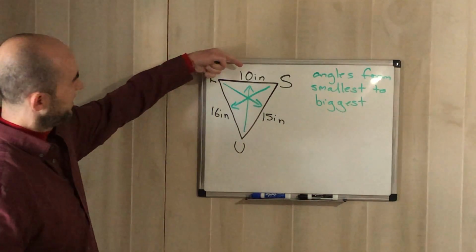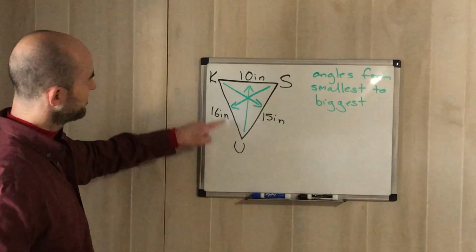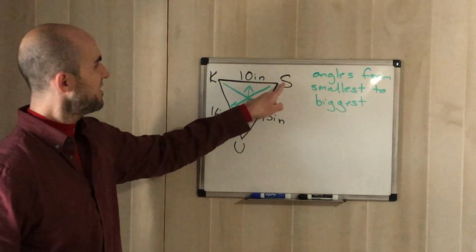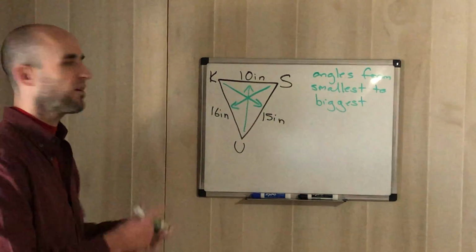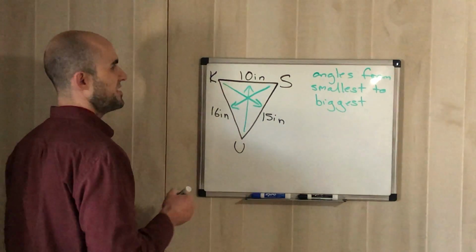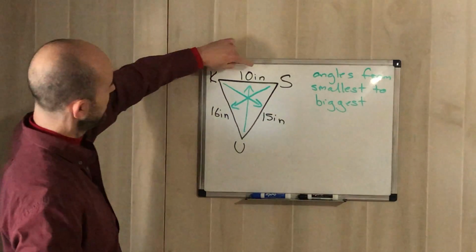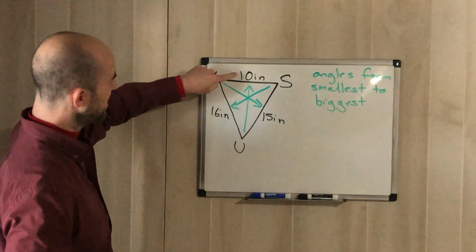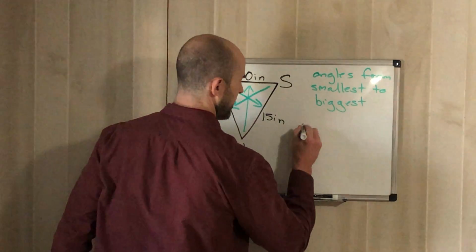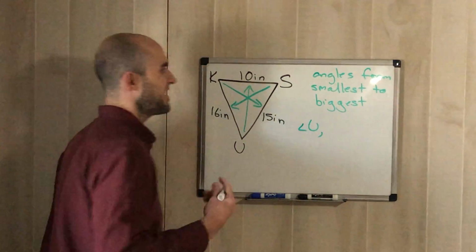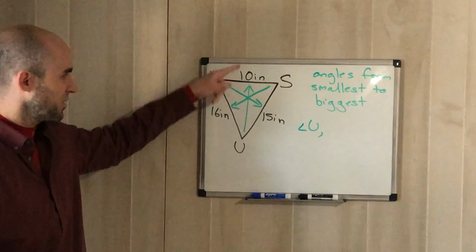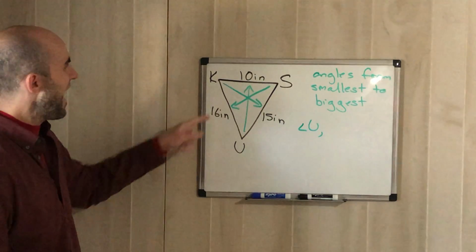Because again, the top goes to the bottom, the left goes to the right, the right angle goes to the left. They always go together. So now if we're looking at the angles from smallest to biggest, what's our smallest side? Our smallest side is 10. So if our smallest side is 10, that means our smallest angle has to be angle U, because the smallest angle goes with the smallest side.